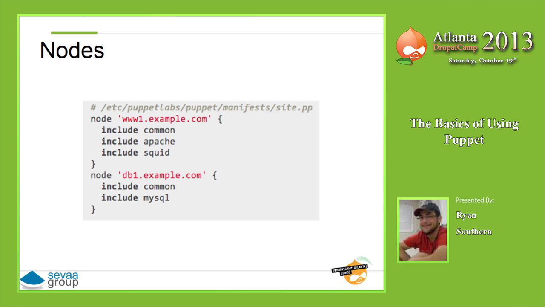And from there, there's a lot of different ways you can define nodes. You can actually use regular expressions to define nodes. So if all of your web servers were named www.whatever, you can have a regular expression to apply all of these classes to your web servers. That allows you to scale your infrastructure to thousands of servers potentially, and that's in the site.pp file. It's listed at the top of the screen.